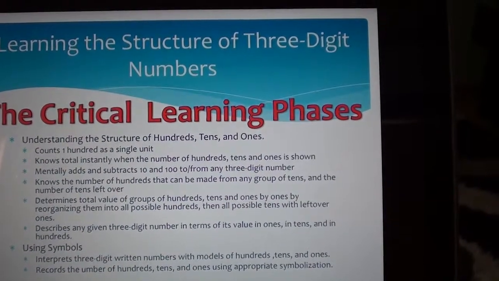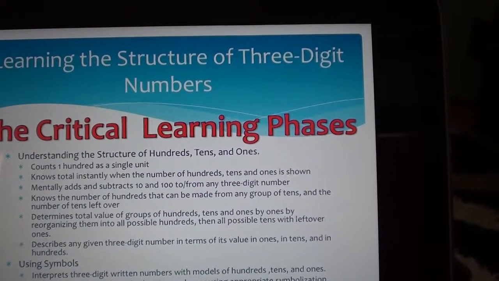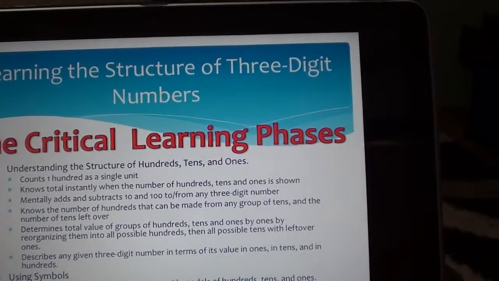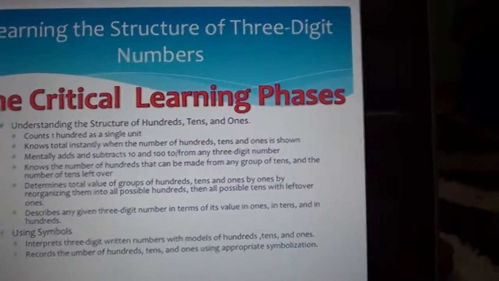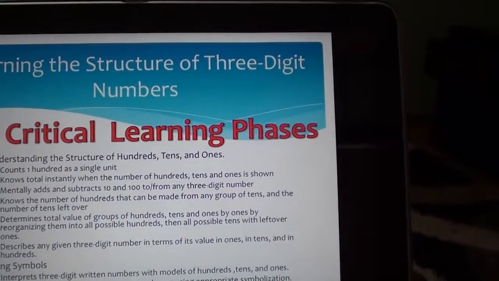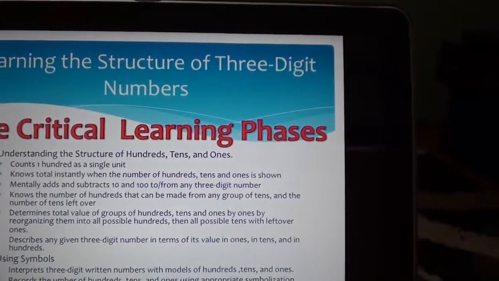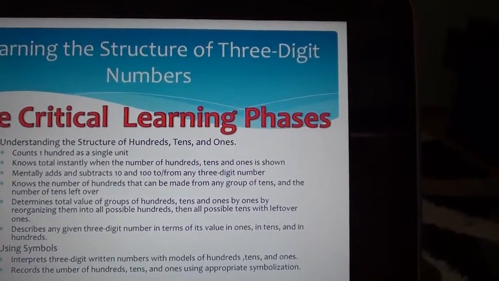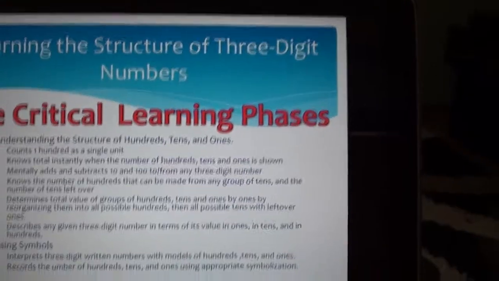Describes any given 3-digit number in terms of its value in ones, in tens, and in hundreds. Using symbols. Children interpret 3-digit written numbers with models of hundreds, tens, and ones, and record the number of hundreds, tens, and ones using appropriate symbolization.